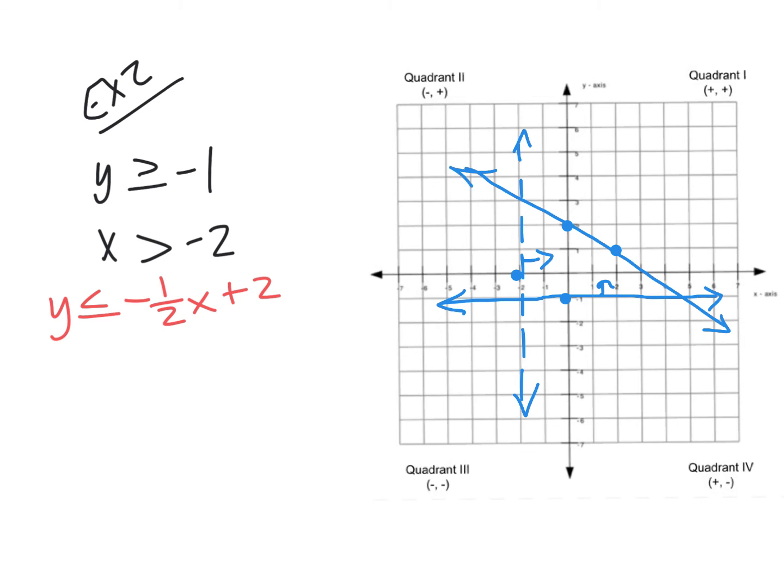And then is the shading going to be above that line or below that line? That's going to be between those lines. It's going to be below that one line because it's y is less than, right? Yeah. So I'm shading everything in this little teeny triangle. I guess it's not little teeny.